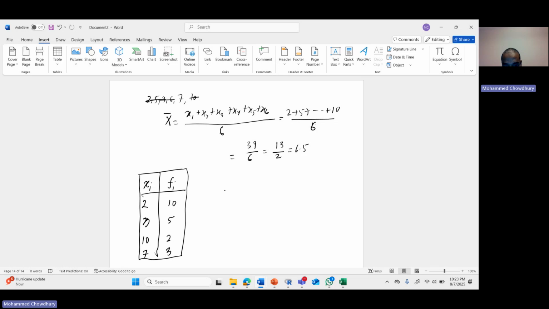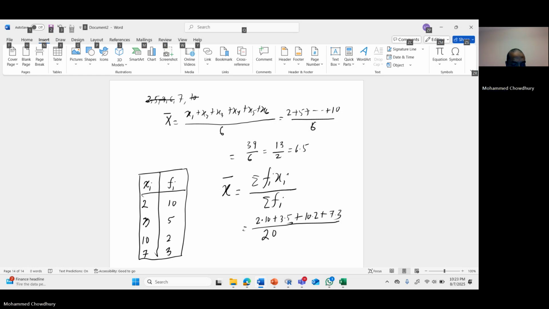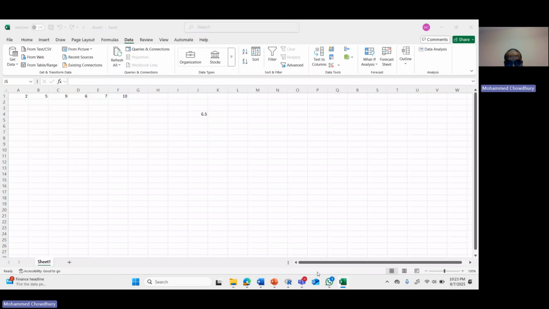In such cases, the formula to find the mean is the sum of fi xi divided by the sum of fi. So the sum of fi equals 20, and this is equal to that. And here 2 times 10 plus 3 times 5 plus 10 times 2 plus 7 times 3. And then if you find this mean, the mean will be 2 times 10. So you can find it here, let me find it in R.